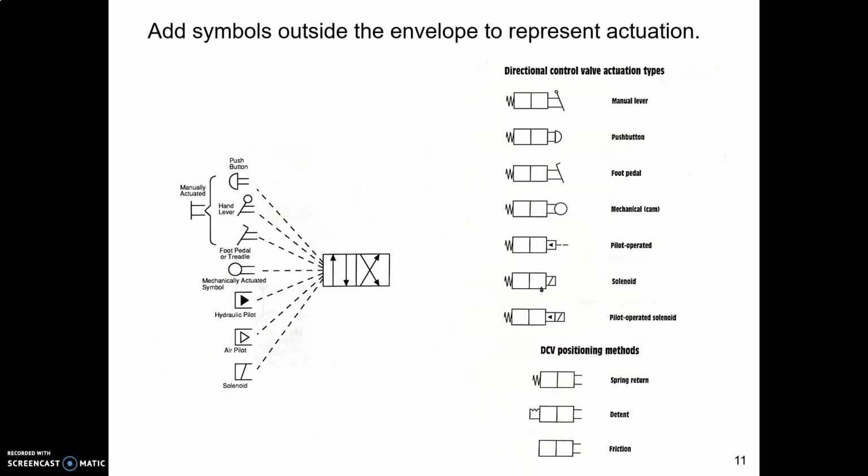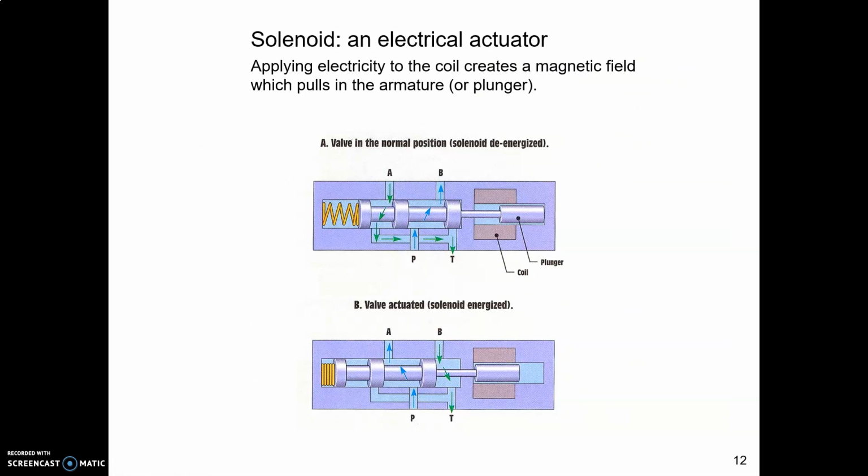And then in addition to these envelopes, these squares, we add symbols on each end of the envelope to show how it's actuated, what operates the valve, what makes it go back and forth. And here are some symbols that represent some of the common ways. So let's look at those.